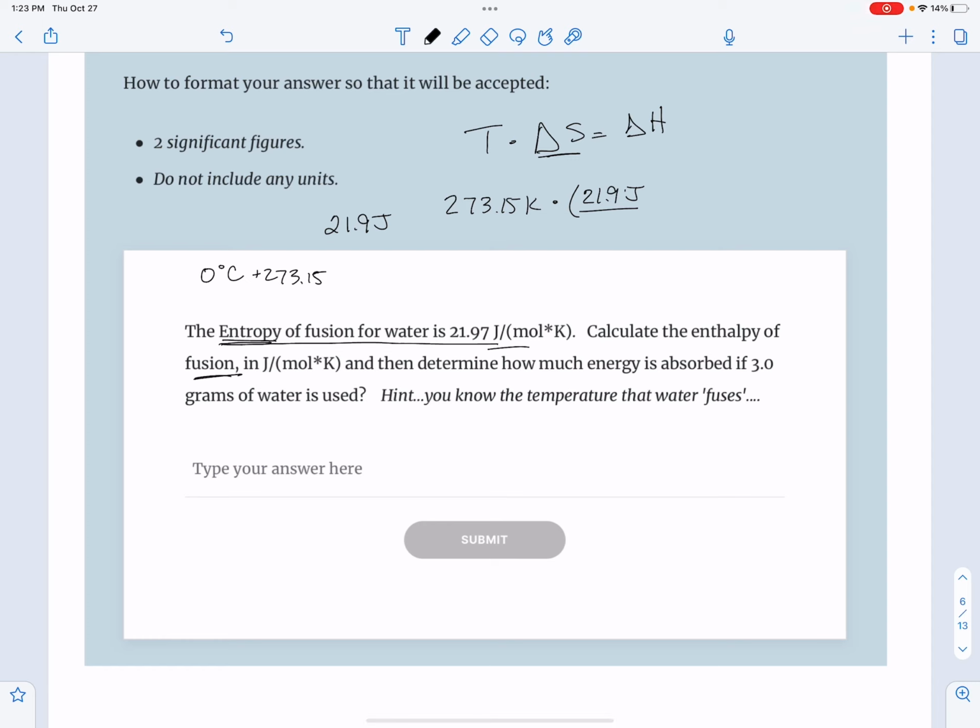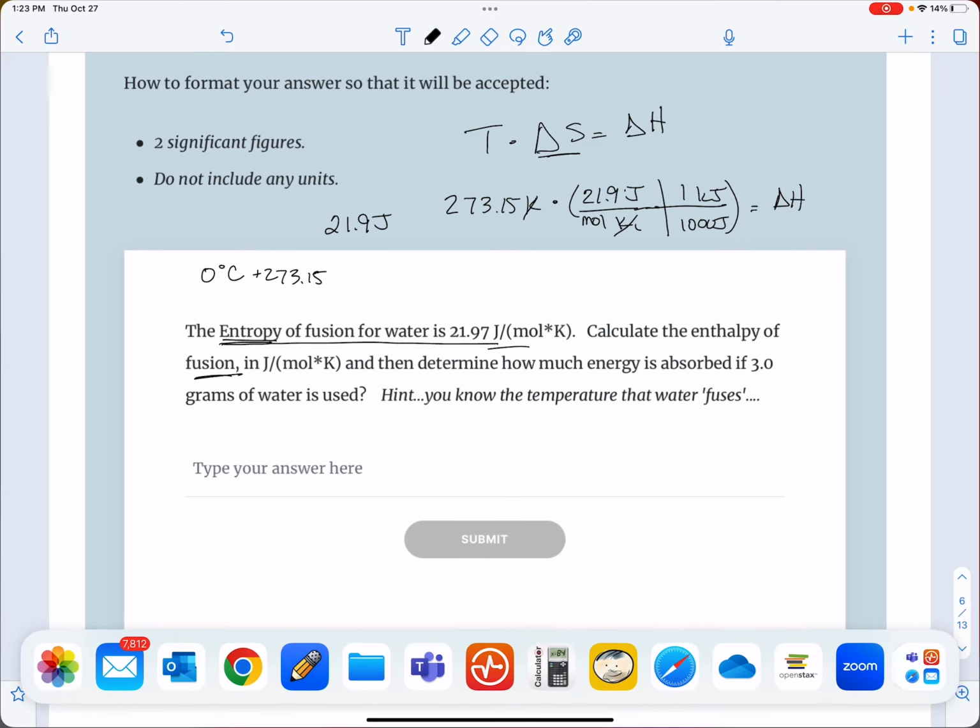I lost my unit. There it is, sorry. Joules per mole Kelvin equals my delta H. Notice that my kelvins are canceled. This is joules, so actually I'm going to go one step further just to have it all in there. And I will say that in 1,000 joules, there's 1 kilojoule. And that's going to be delta H.